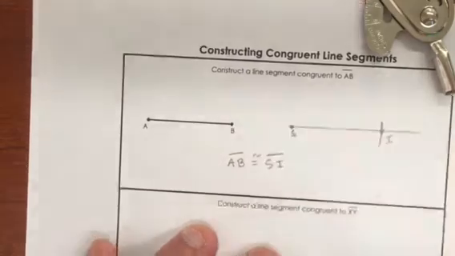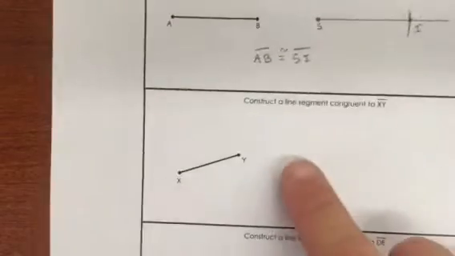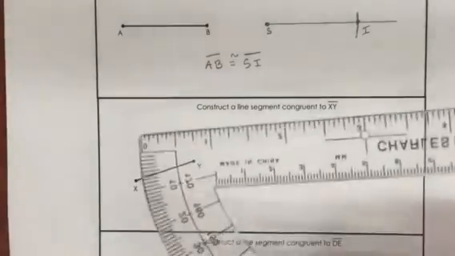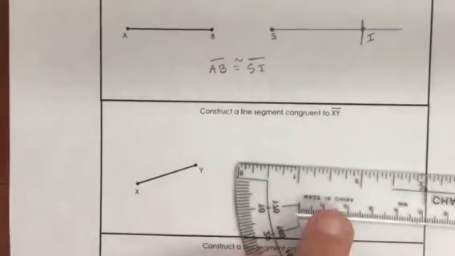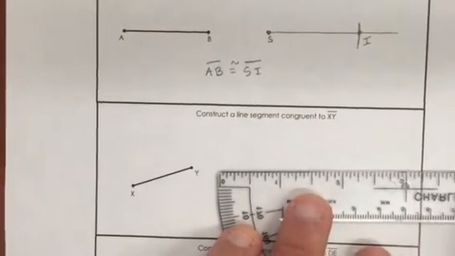Let's try one more example of this, okay? Then you're on your own. You got to do the last two by yourself. Once again, we want to construct a line segment congruent to XY. So what we're going to do is take out our protractor, okay? And just draw it. You don't have to draw it exactly the same way like this. You can still draw that straight line.